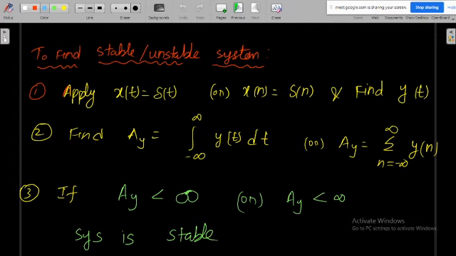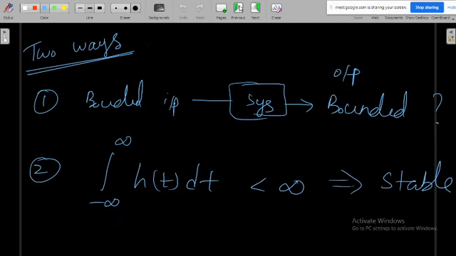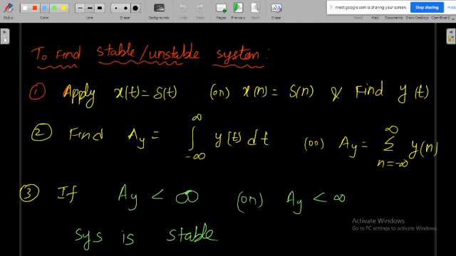Similarly for a discrete system, instead of integration you will have summation. Again, if the summation value is finite, the given system is stable. So mostly we will follow this approach, though we can follow the other approach too. Sometimes we will try both, as both are almost the same.